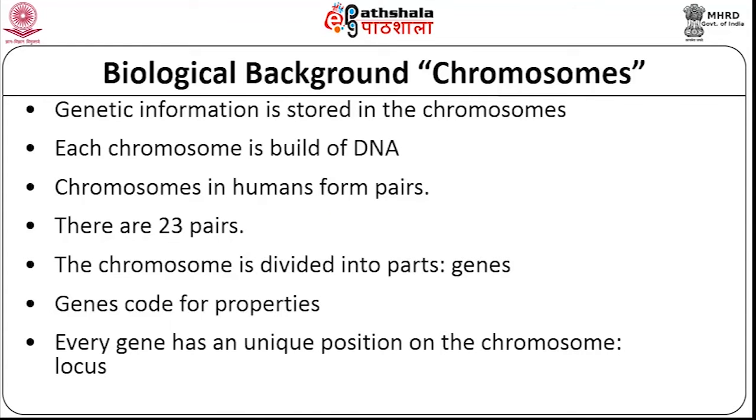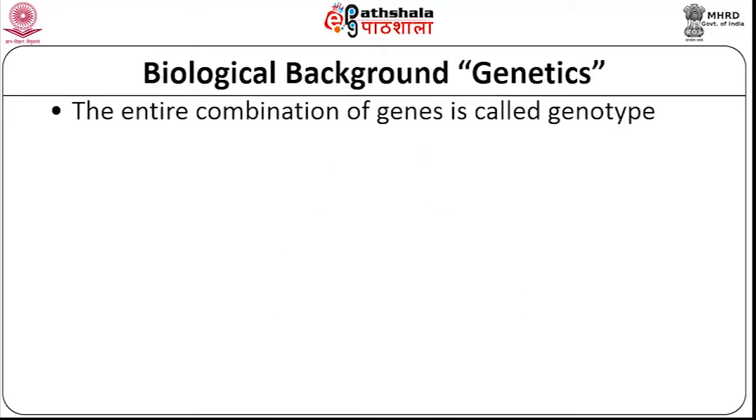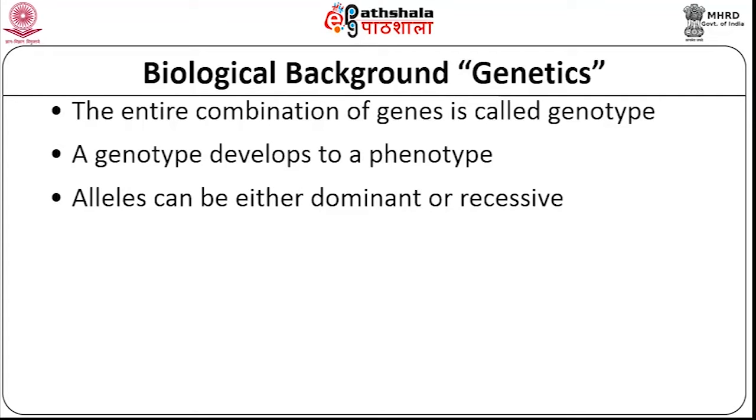Now, let us talk about the biological background of genetics. The entire combination of genes is called the genotype. So, all the genes put together is called the genotype. A genotype develops into a phenotype. Now, remember that alleles form the phenotype. A trait is a property, and an allele is a value of a trait. So, depending upon that value, the allele can be either dominant or recessive.